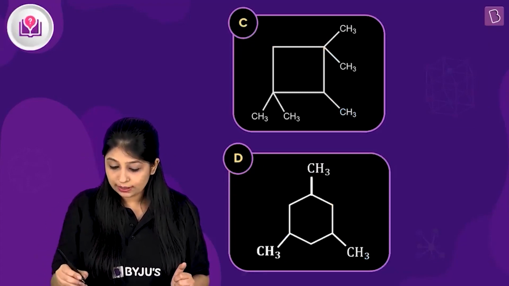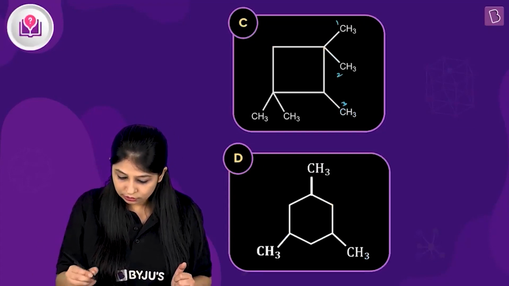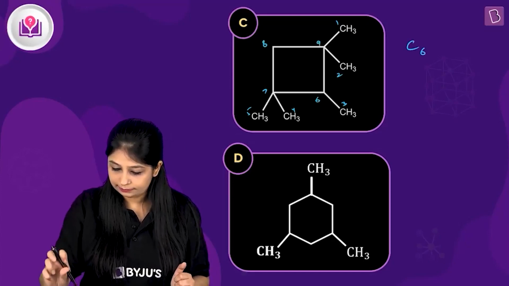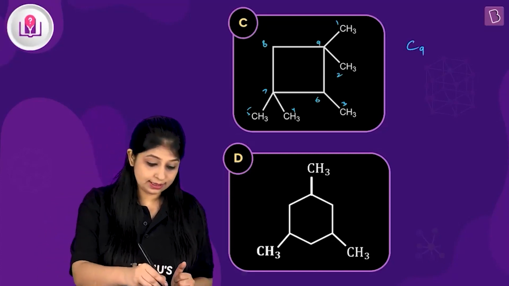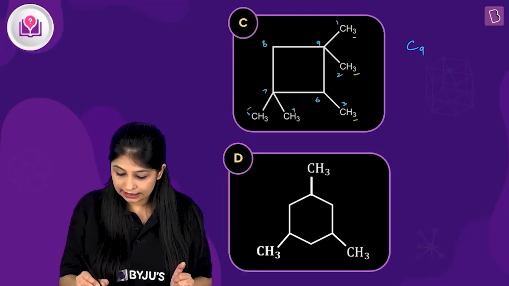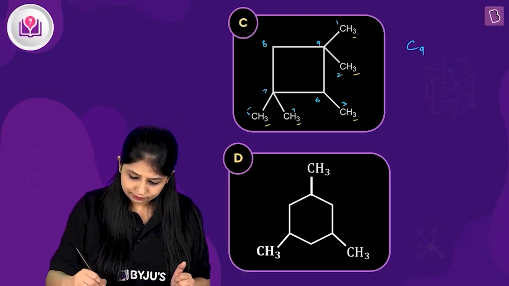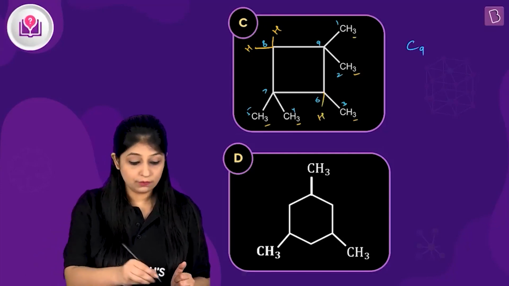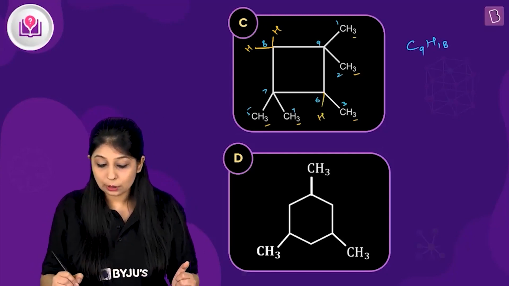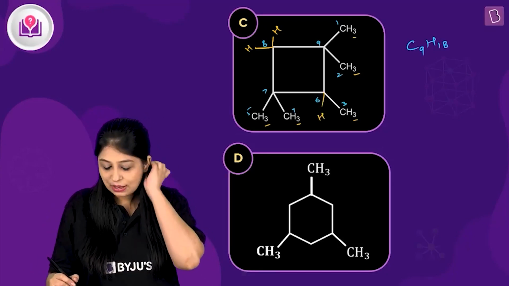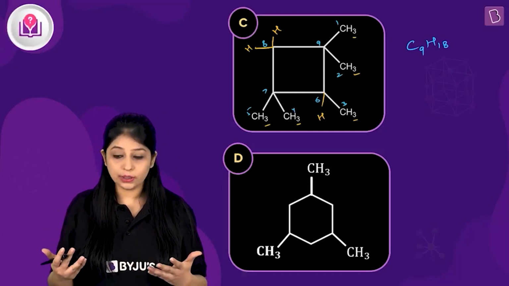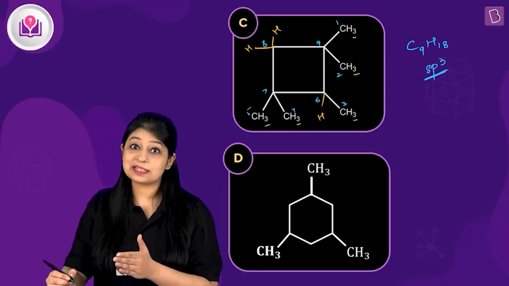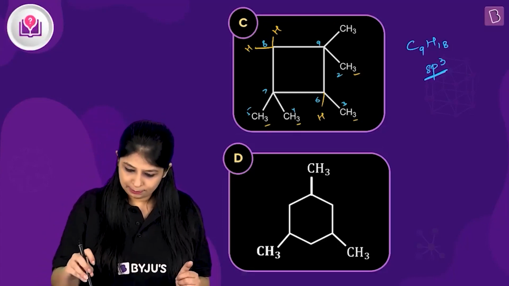Okay, so option C, how many carbon atoms do we have? 1, 2, 3, 4, 5, 6, 7, 8, 9. Oh, okay, we have C9. What about hydrogen atoms? Let's check. 3 plus 3 is 6, plus 3 is 9, plus 3 is 12, plus 3 is 15. We have 16 here, 17 here, and 18 here. So we do have C9H18. What about hybridization? Well, all the carbon atoms are making sigma bonds. Each carbon atom is making 4 sigma bonds, and that makes the hybridization of all carbon atoms sp3.